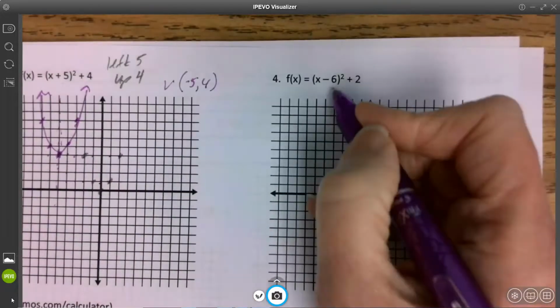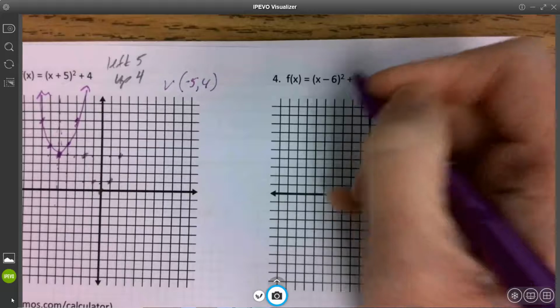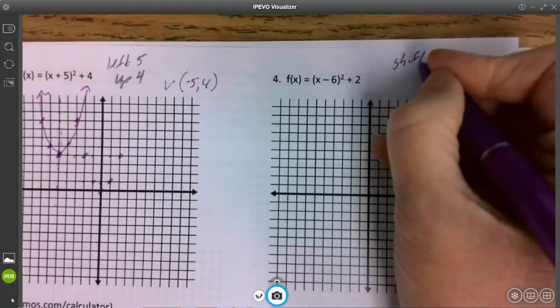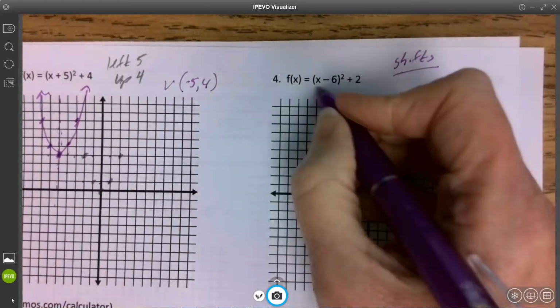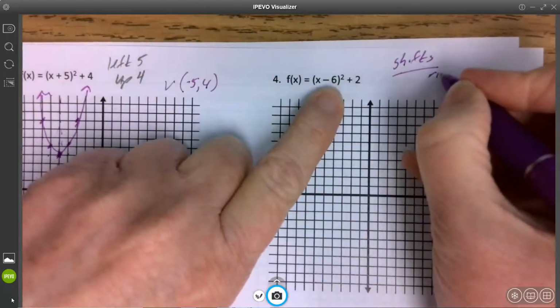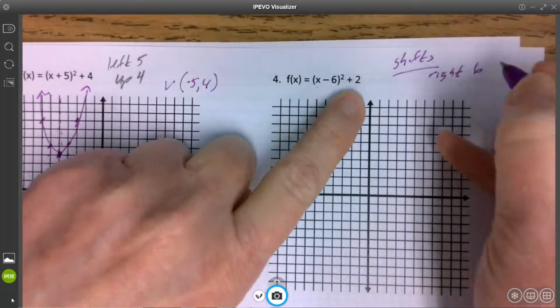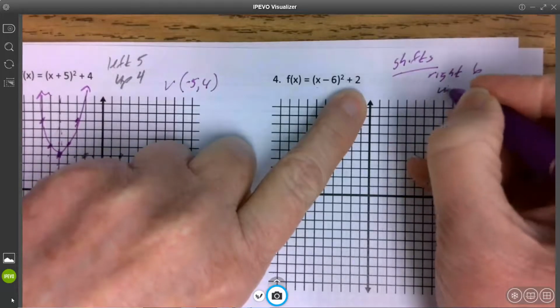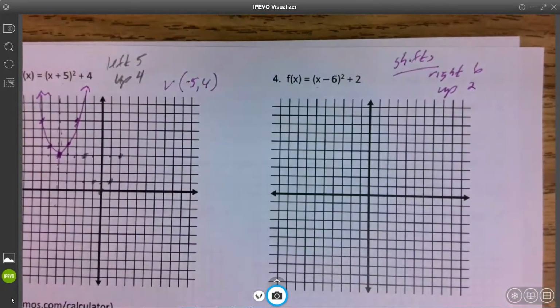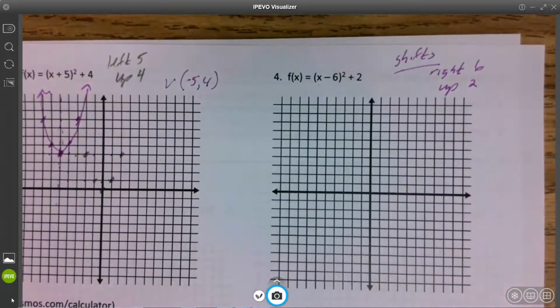Let's look at our vertex. We're going to go through the same way. Shifts. Do it all the same. Shifts. I'm going to shift right 6 and up 2. So plot your parent function.